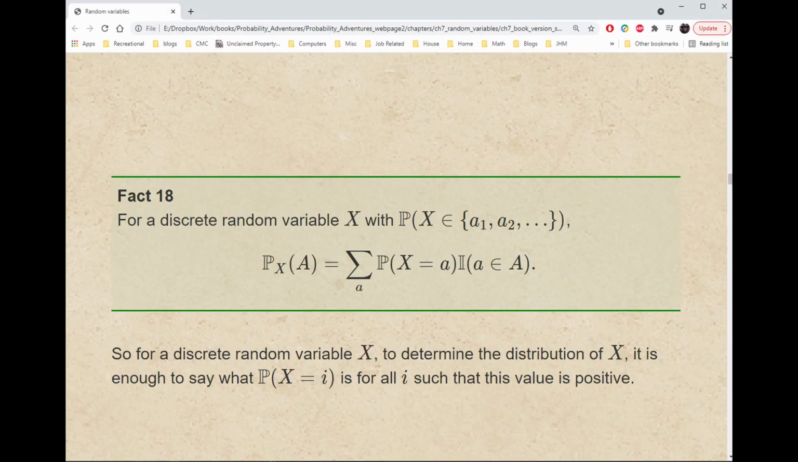For a discrete random variable, if you want to know the probability that x falls in a set A, you sum over all possible values that it could take on the indicator that a sub I falls into the set A multiplied by the probability that x actually takes on that value. So for a discrete random variable x, to determine the distribution of x, it turns out, because of this formula, it's enough to say what the probability that x equals I is for any such I that this value is a positive value.